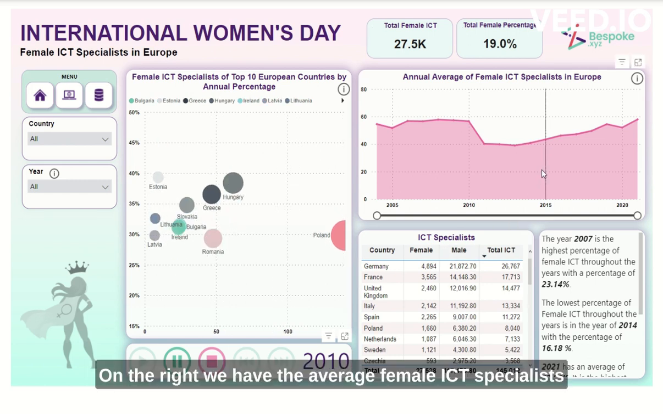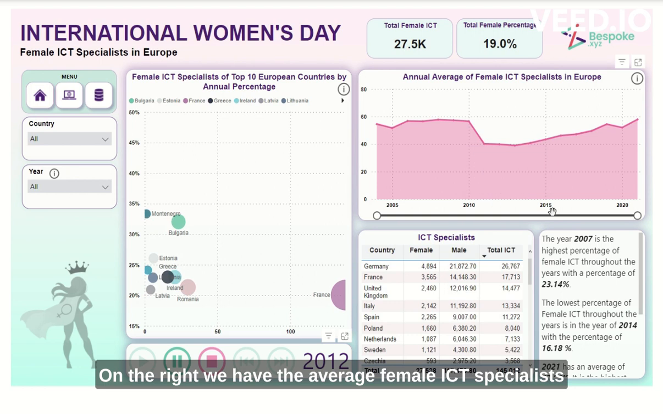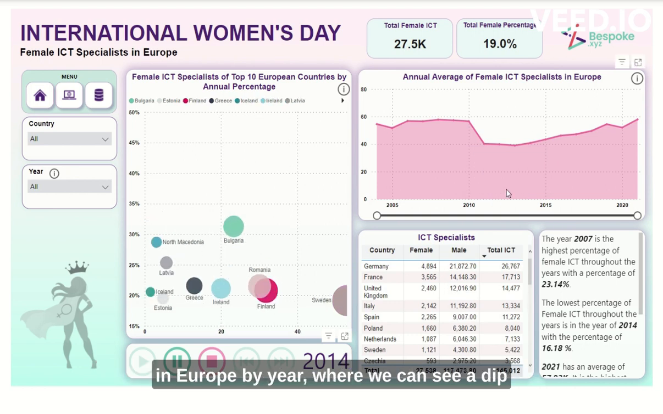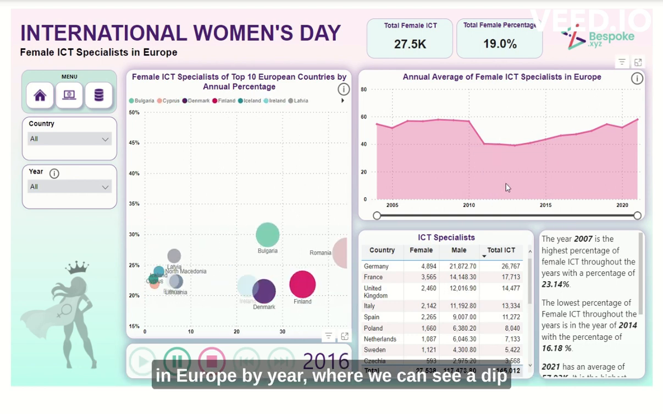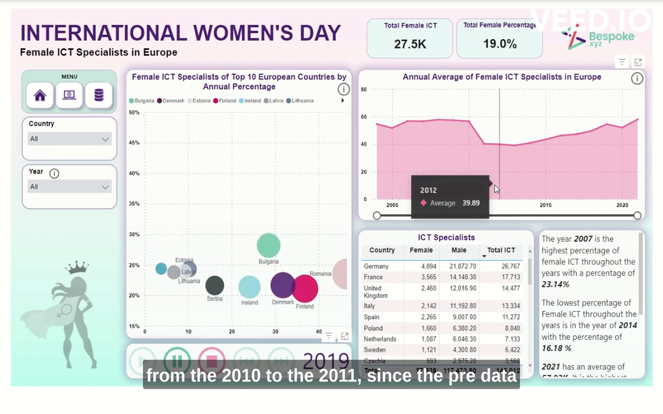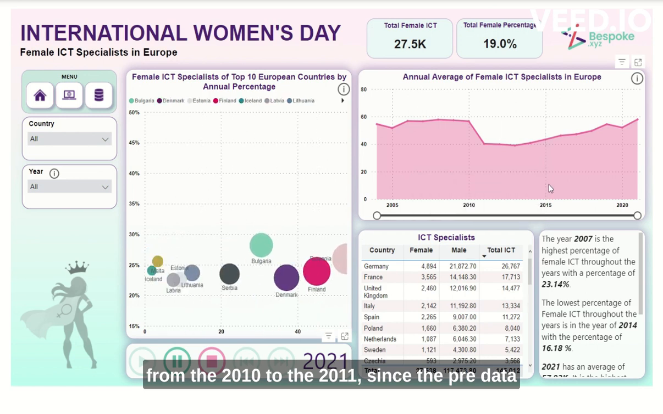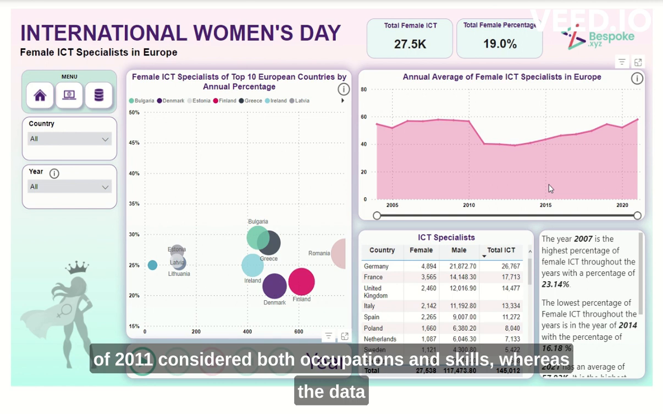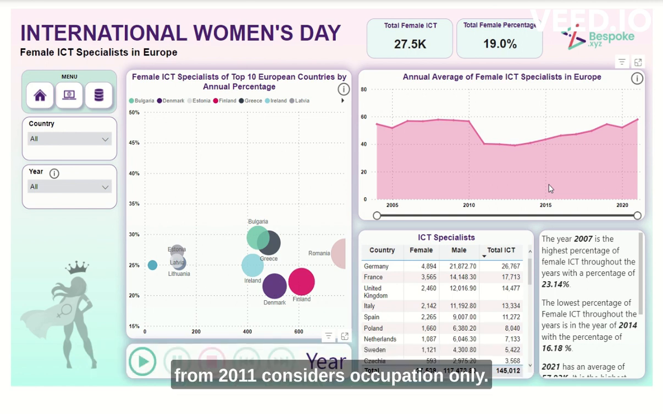On the right, we have the average female ICT specialists in Europe by year, where we can see a dip from the 2010 to the 2011, since the pre-data of 2011 considered both occupations and skills, whereas the data from 2011 considers occupation only.